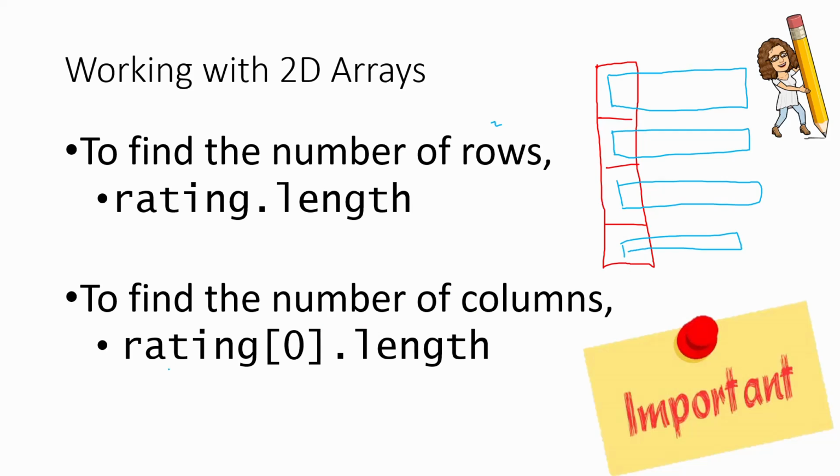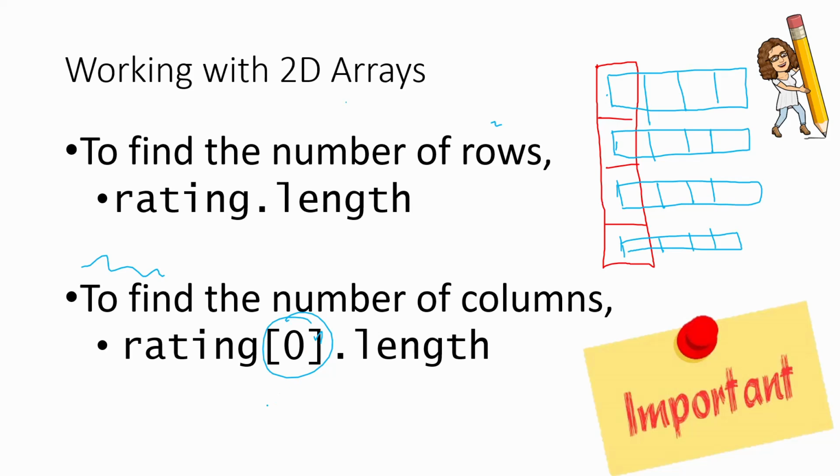Okay, so what I have just made is a two-dimensional array. When I'm looking at this, if I ask how many rows, aka the original array, I would say array dot length, because that's the original, the guy outside. If I want to know how many columns I am making, aka how many things are inside of these arrays, I would say rating bracket 0 dot length.